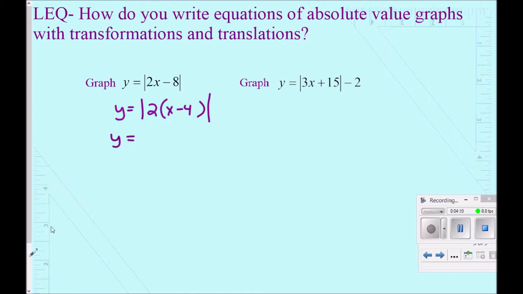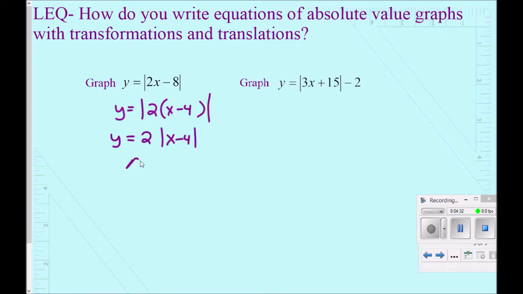Well, we know that we have a 2 inside an absolute value. So it doesn't really need to stay there because the absolute value of 2 is just 2. So I can pull that out and I just have 2 times the absolute value of x minus 4. Okay, so now this looks like something we are already able to graph. We know that this is just an absolute value graph that's shifted 4 to the right.